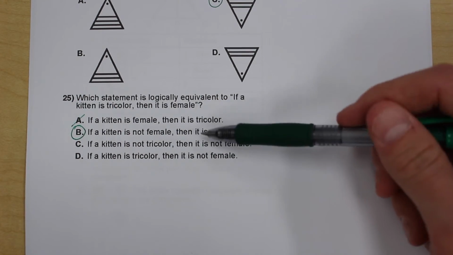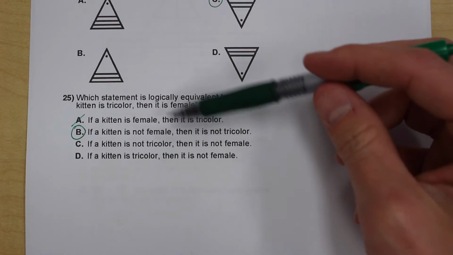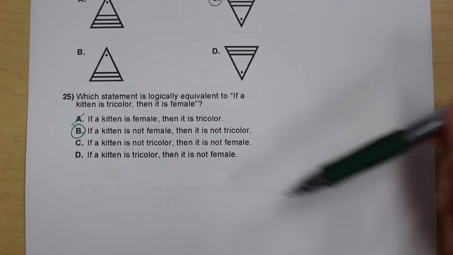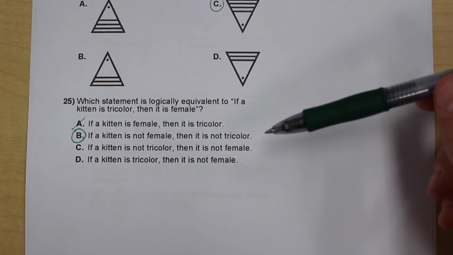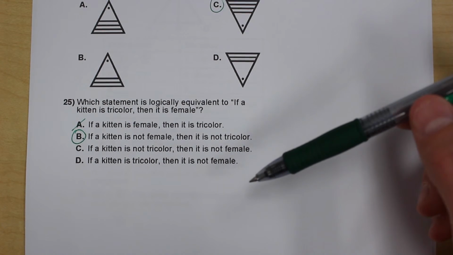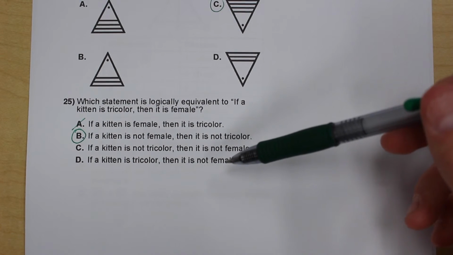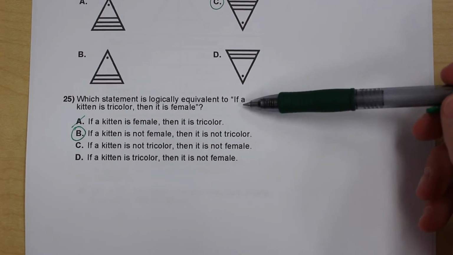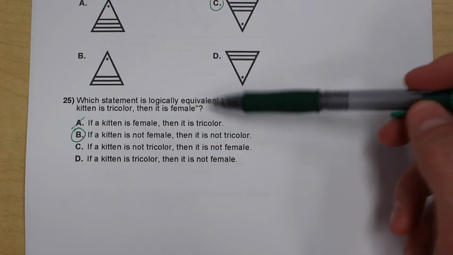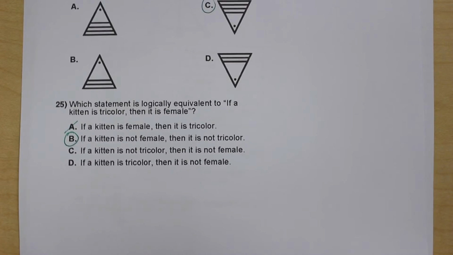If a kitten's not tricolor, then it's not female. That would be the inverse of the original statement, which isn't necessarily logically equivalent. And then choice D, if a kitten is tricolor, it's not female. Well, that's just dumb, right? That's saying the opposite of what this is saying. So, all right, that was B.